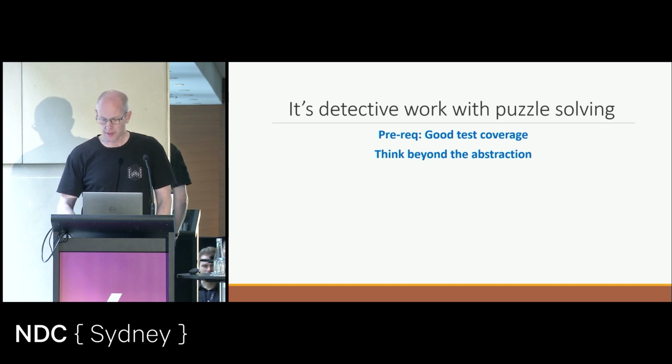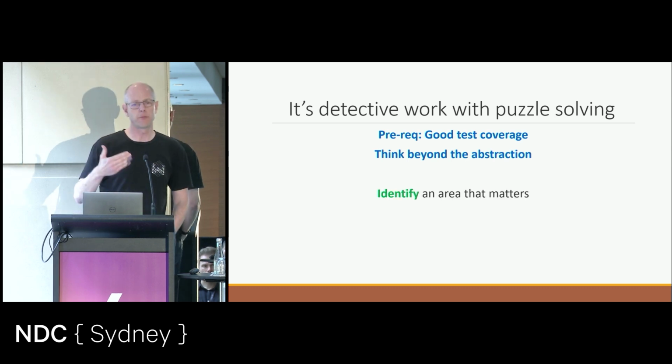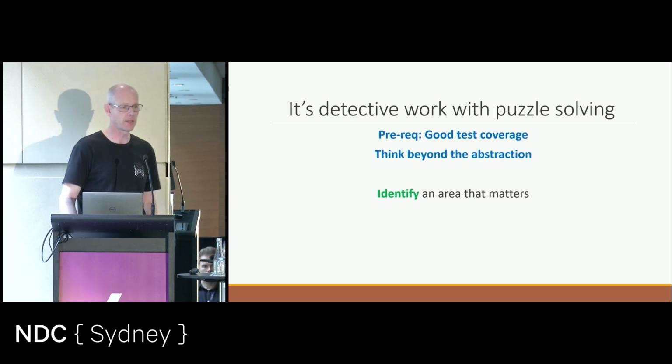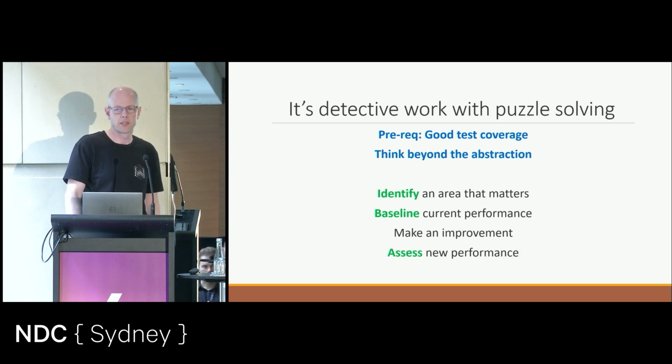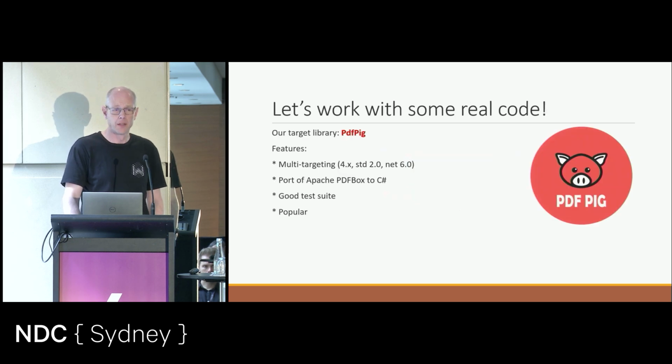So there are our prerequisites. We are then running a simple loop, which is identify something that matters to our end users. There's no point spending 3 weeks, 4 weeks doing a performance improvement to save 20 milliseconds off an operation that happens once a year. There's not really a return on investment on that. So find something that matters to your users, that has value, baseline your current performance. This is obvious, hopefully. Make the change, assess your performance, rinse and repeat. And we're going to do exactly that.